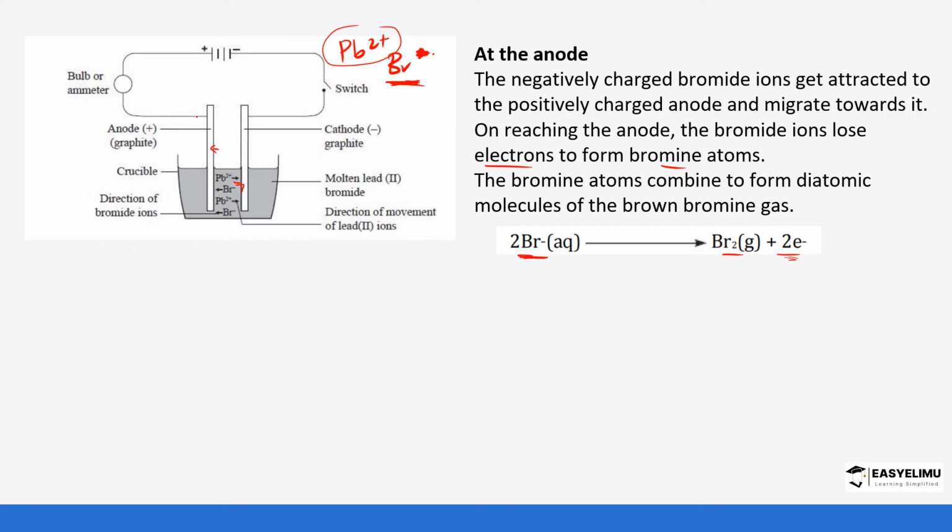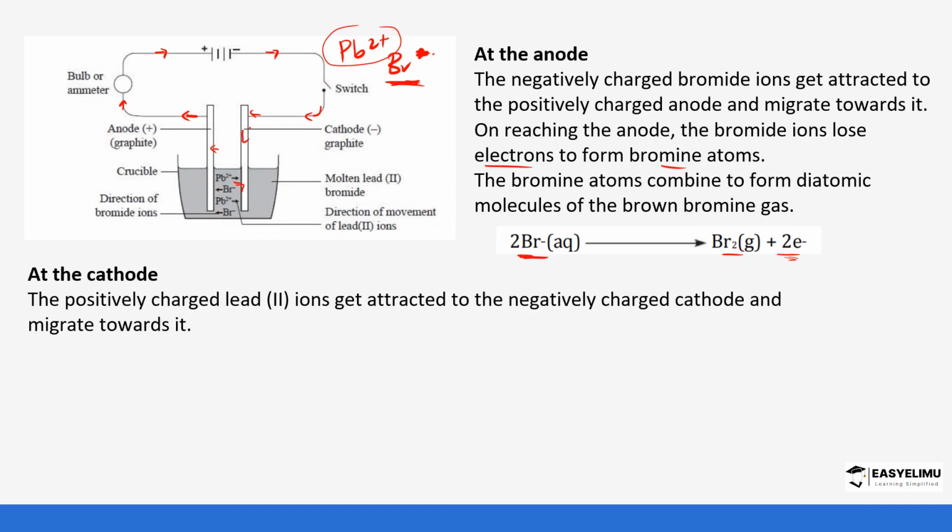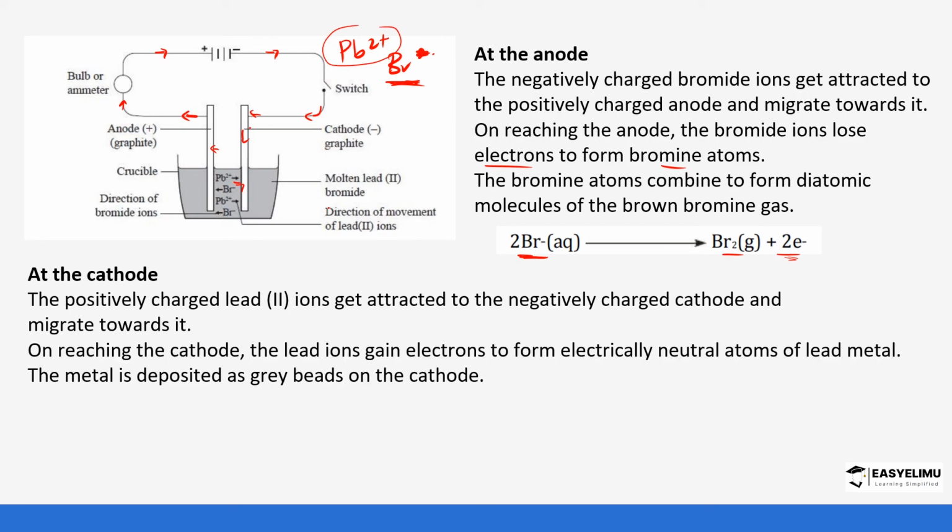These electrons travel through the circuit from the anode. They go to the cathode. And then in the cathode, the positively charged lead ions that were attracted to the negative cathode, they gain those electrons that have been lost by the anode. When they gain them, they form the lead metal, which is neutral. And you can see the lead-2 plus, it means that it had lost electrons. So if they gain those electrons, they return back to the neutral state.